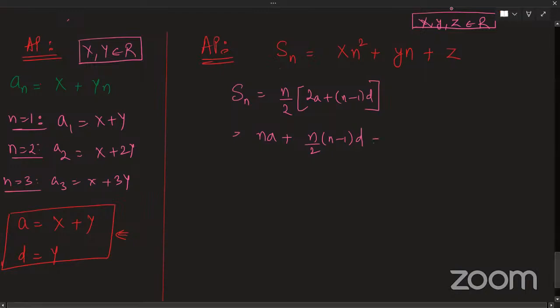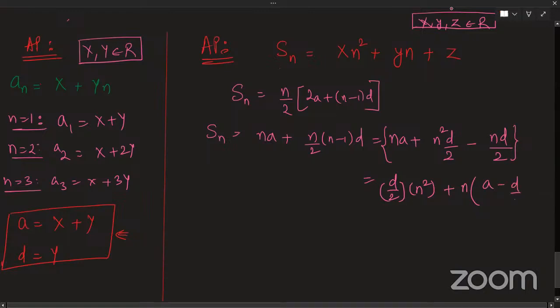So can you please open this for me again? It is Na plus n square d by 2 minus nd by 2, right? Yes, sir. Correct. Now if you take the term common, it is d by 2 into n square. Then what do we have ahead? Plus n into a minus d by 2. Correct? Is this thing correct? Yes, sir.